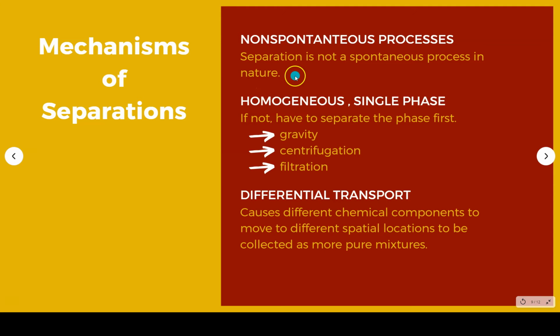Usually, the non-spontaneous separation process happens in a homogeneous single phase. If your mixture is not homogeneous or not in a single phase, you have to separate the phases first, either using gravity, centrifugation, or filtration. But how can you separate through gravity, centrifuge, or filtration? We will look further into this after this.